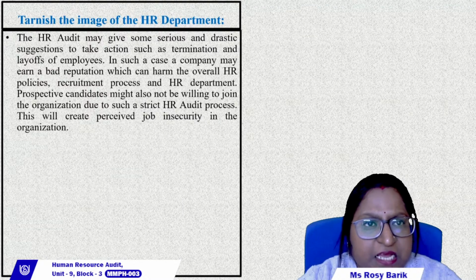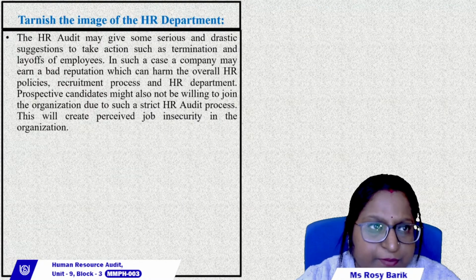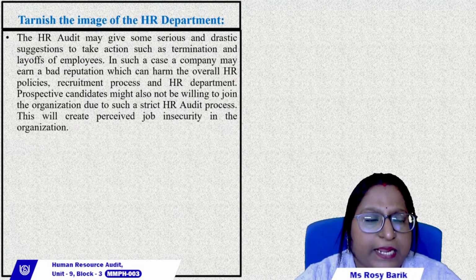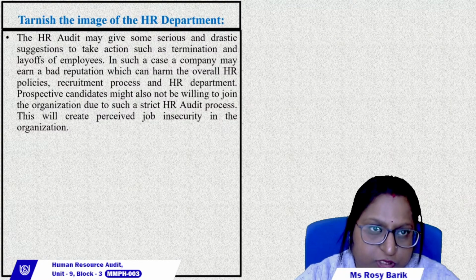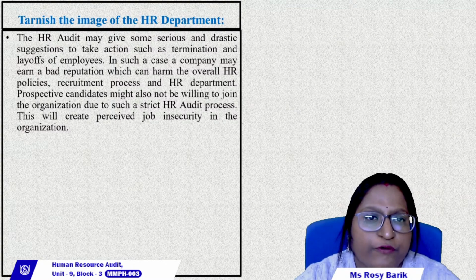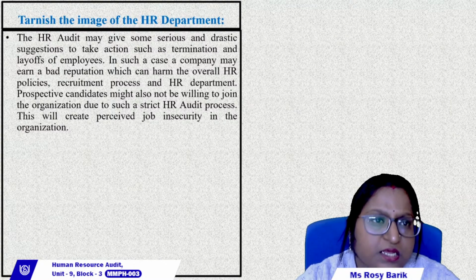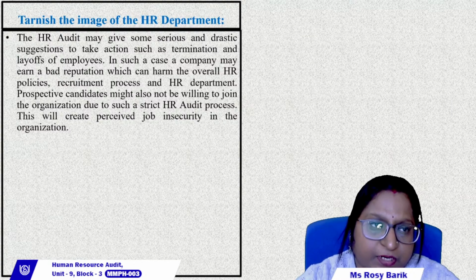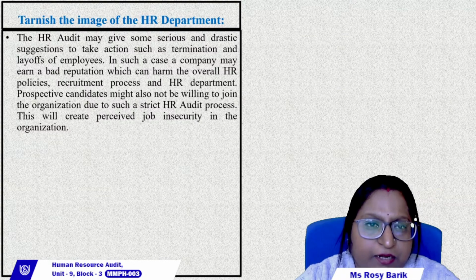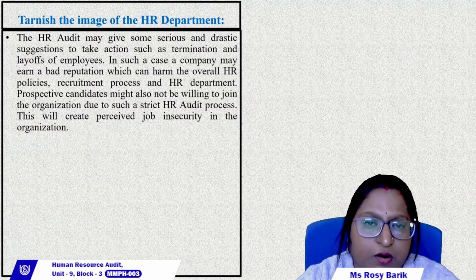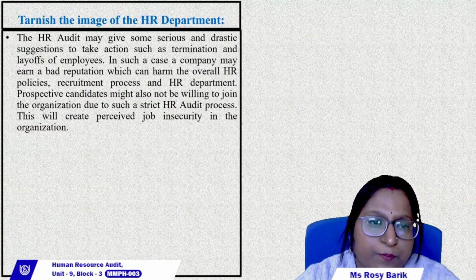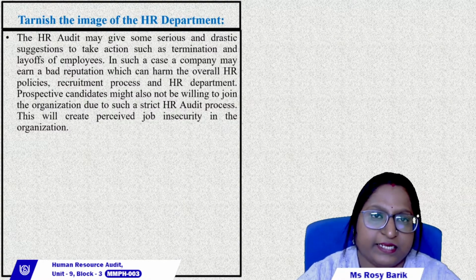Next is tarnishing the image of the HR department. The HR audit may give some serious and drastic suggestions to take actions such as termination and layoff of employees. In such cases, a company may earn a bad reputation, which can harm the overall HR policies, recruitment processes, and HR department. The prospective candidates might also not be willing to join the organization due to such a strict HR audit process. This will create perceived job insecurity in the organization.